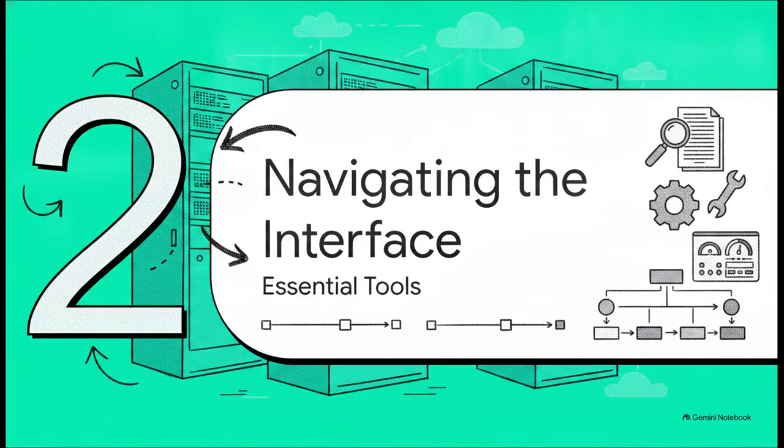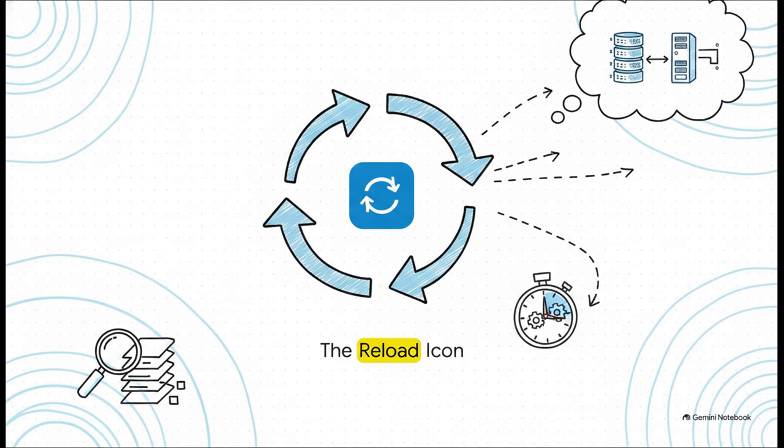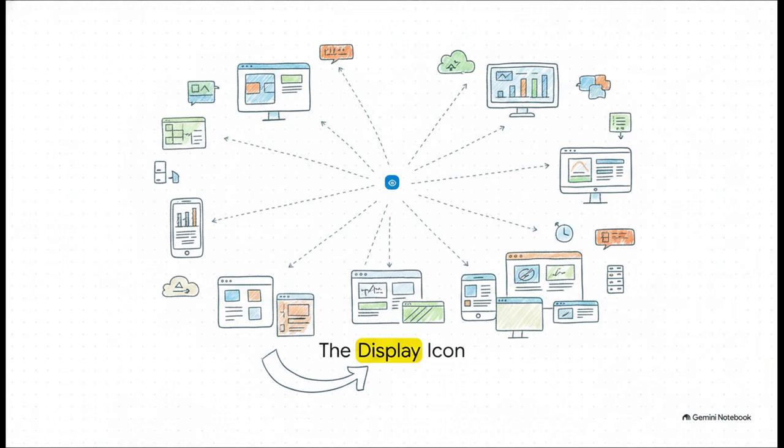Section 2. Navigating the interface. Essential tools. All right, once you're staring at an object list, you'll want to train your eye to the top right side of the screen. First up is the reload icon. It looks exactly like you'd expect, 2 arrows forming a circle. This is your quick hit button to instantly refresh the content and pull the latest events based on whatever your current requirements are.